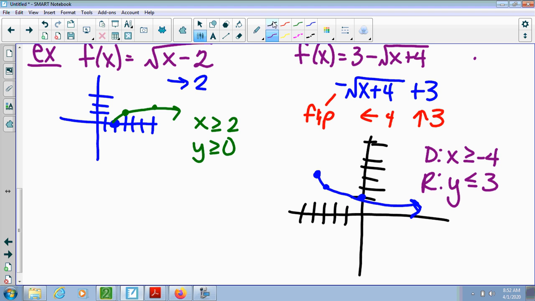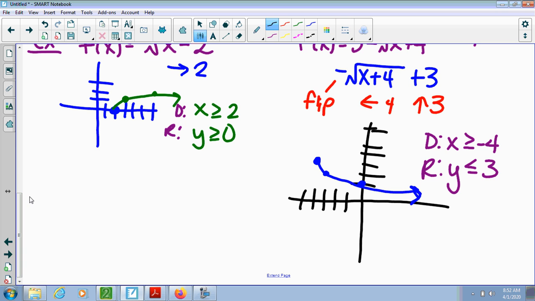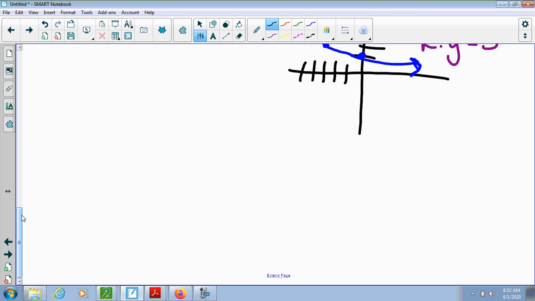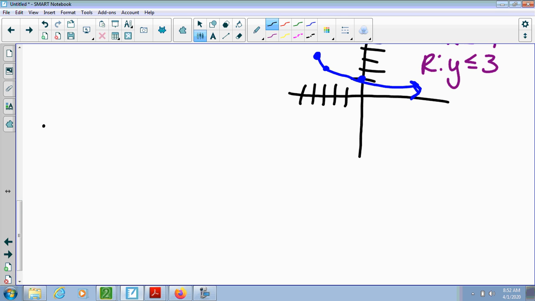So those are our square root graphs and the transformations that go along with it and finding the domain and the range. Forgot to put domain and range. Now we'll graph a cubed root graph, and I'll show you what that looks like and how you can sketch it and also do the transformations. That was square root, now we're going to do cubed root.